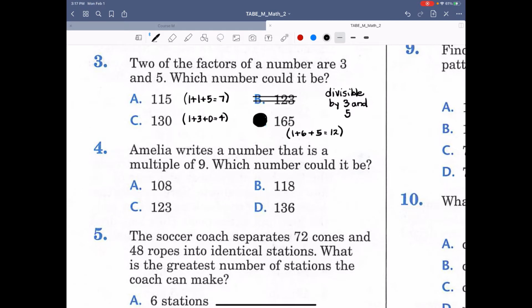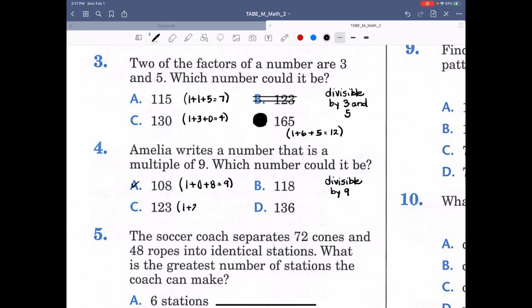Amelia writes a number that is a multiple of 9. Which number could it be? Now, you can list the multiples of 9 if you want to do that. But here's another way. If it's a multiple of 9, it's divisible by 9. And remember, the divisibility rule for 9 is you do the sum of the digits. So 1 plus 0 plus 8, that is 9. That is one of them.